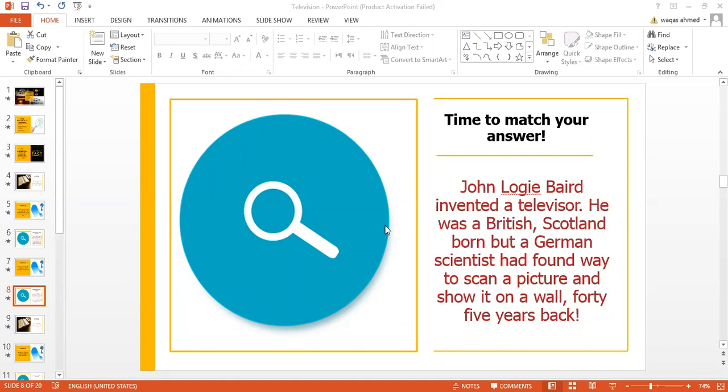Okay, but he was born in Germany. Germany actually was his birthplace. He was born in Germany, but his mother and father were British and Scottish. So he is a German, but his mother and father are British and Scottish.